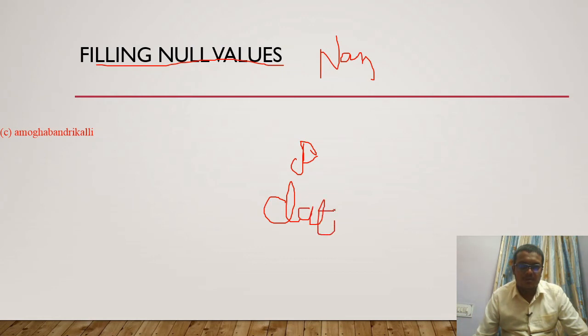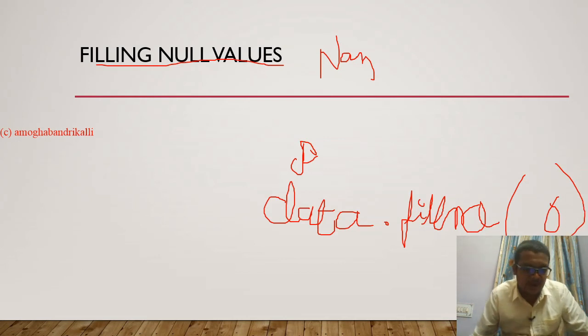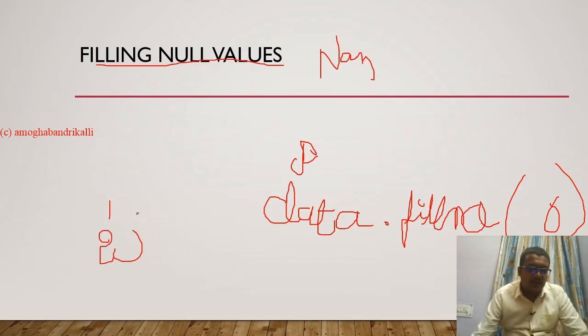So how to use this is data.fillna. How is NaN filled? You can add zeros, you can add 1, you can add 20. Let me create a data here.